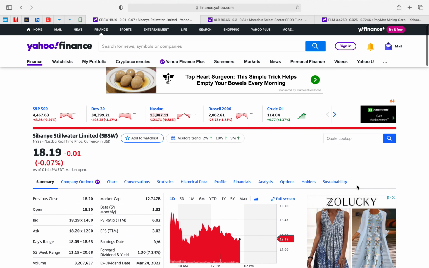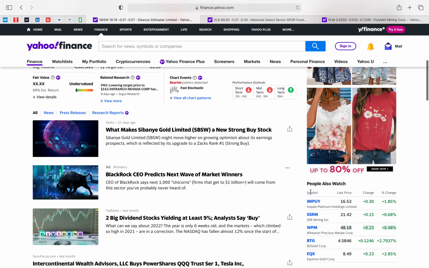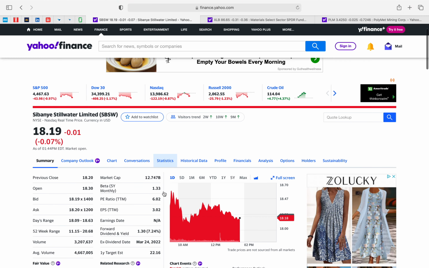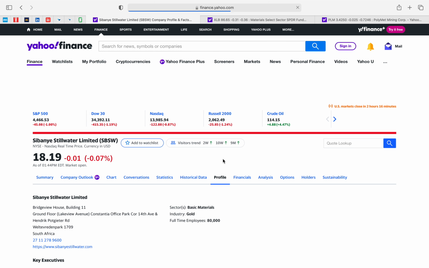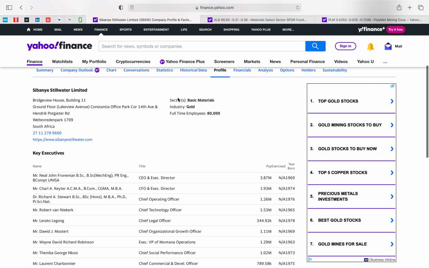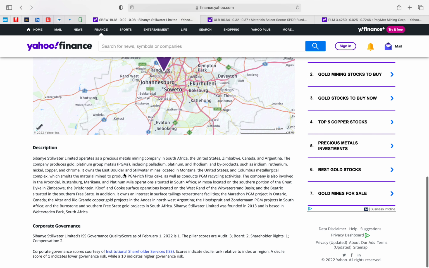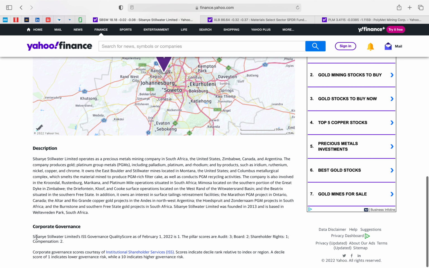The next thing that I like to look at is actually not on this screen right here, it's under the profile tab. The profile tab tells you a lot about the company, their sector. So you can find the sector information here, their industry, how many employees they have, and then you get a company description here. And then it's important to look at their corporate governance. So what is corporate governance?